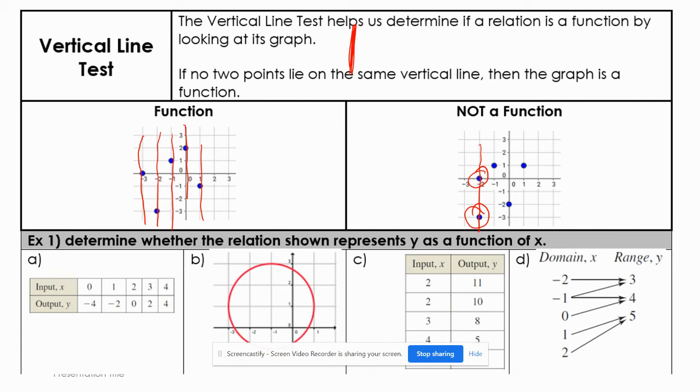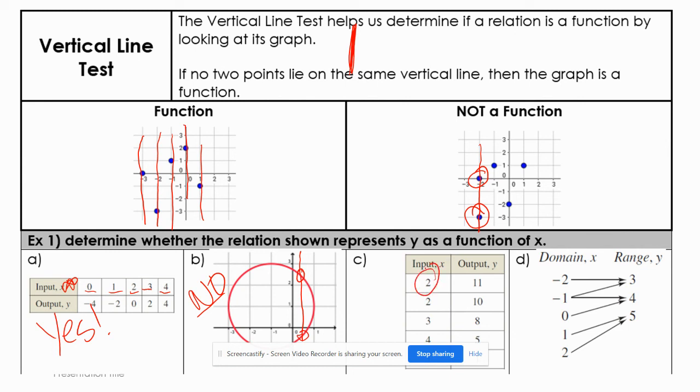Let's go through this example. A. Again, we're looking here at our input values to see, do we have any repeats? And we have 0, 1, 2, 3, 4. Nothing repeated, so yes, this is a function. Letter B. This is a graph, so I think I'm going to go ahead and use that vertical line test. And remember, you can put that vertical line anywhere you want. And I have right here 2 points. And so this one would not be a function because it does not pass the vertical line test.